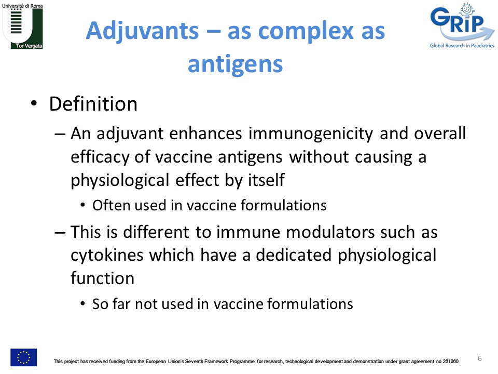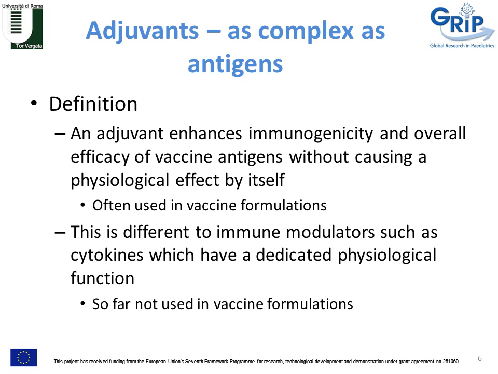Slide number 6 now deals with the most complex but also one of the most important groups of excipients or additives added to a vaccine, and these are the adjuvanting systems. A very commonly used definition for an adjuvant is that this is a substance which enhances immunogenicity and overall efficacy of vaccine antigens without causing a physiological effect by itself. And this is why you find adjuvanting systems very often in many vaccine formulations.